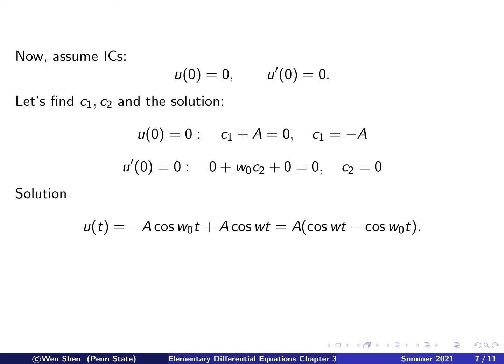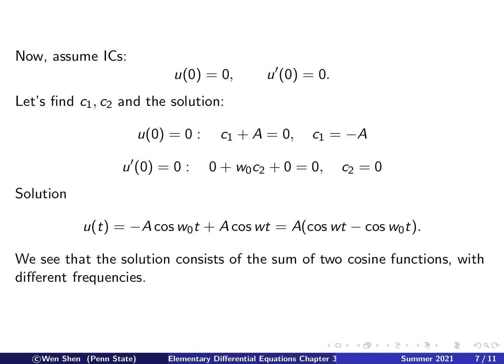Okay, so this gives us a solution that has two terms only because C2 is now 0. So I get negative A, which is C1, cosine w naught t, plus A times cosine wt. And we can take the A out, and then it's just cosine minus cosine, but with two different frequencies. So we have the sum of two cosine functions with frequencies w and w naught. And what do you think a function like that would look like?